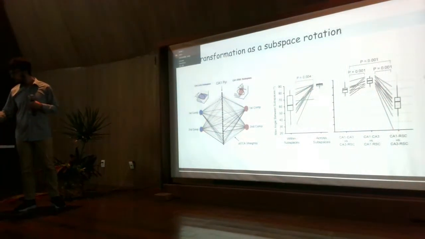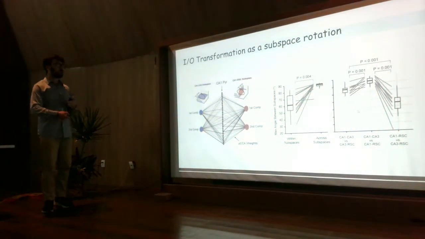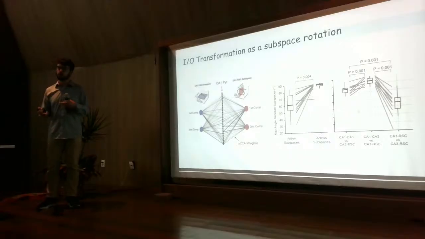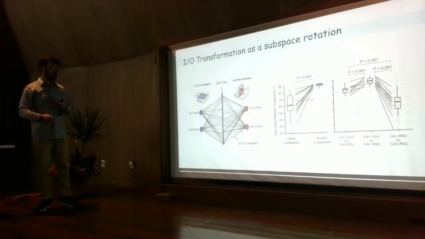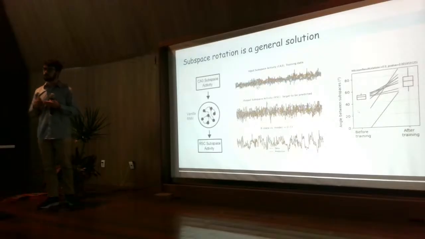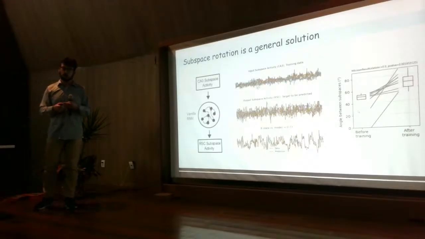Okay. We can transform inputs into outputs by rotating one subspace with respect to the other. And this is kind of a default brain operation that takes place when transforming and broadcasting information from one stage to the other. And just to give a sense that this kind of subspace rotation is a general principle, a general solution for transforming inputs into outputs, I did the following.